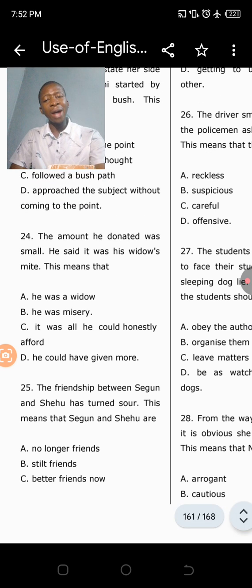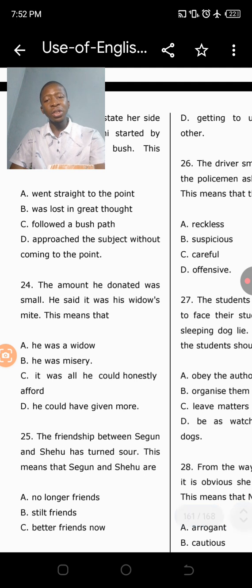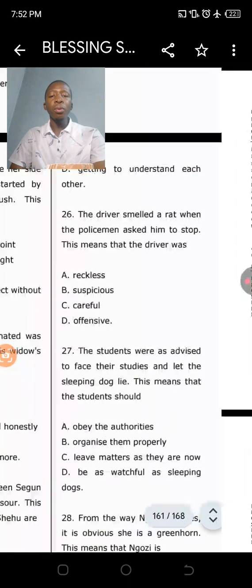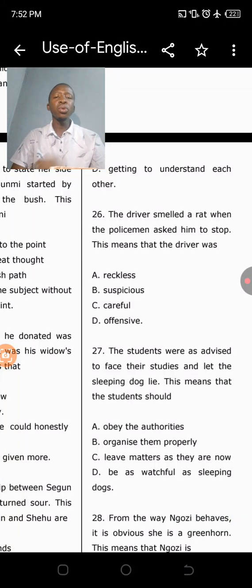So our answer is A. Shehu and Shegun are no longer friends because their friendship has gone sour. Now, question 26. The driver smelled a rat when the police asked him to stop.